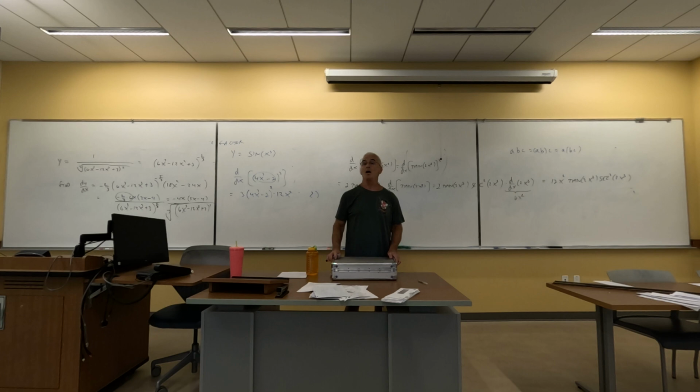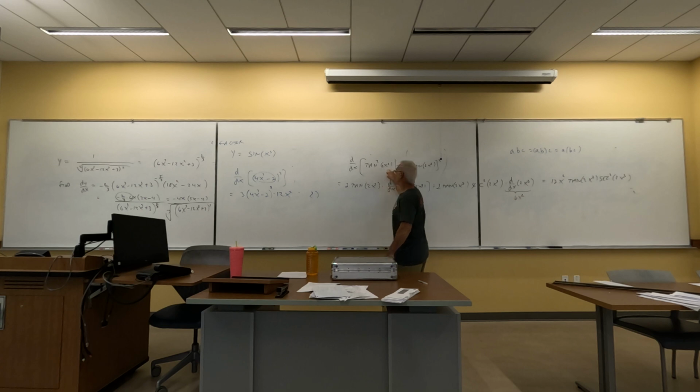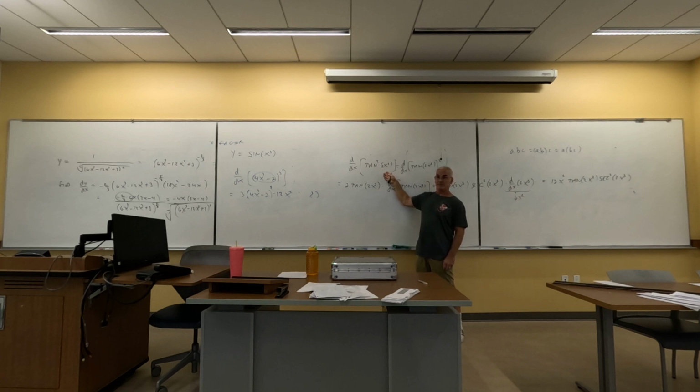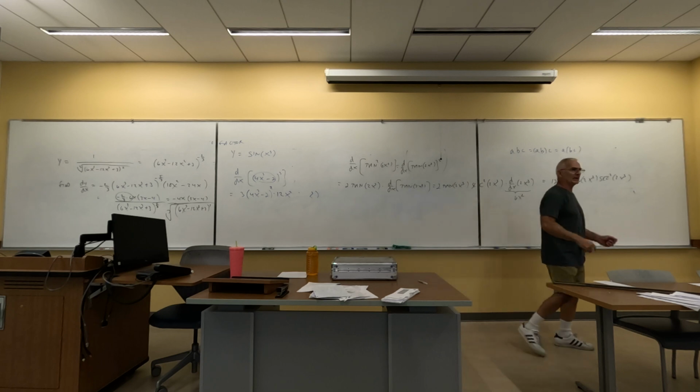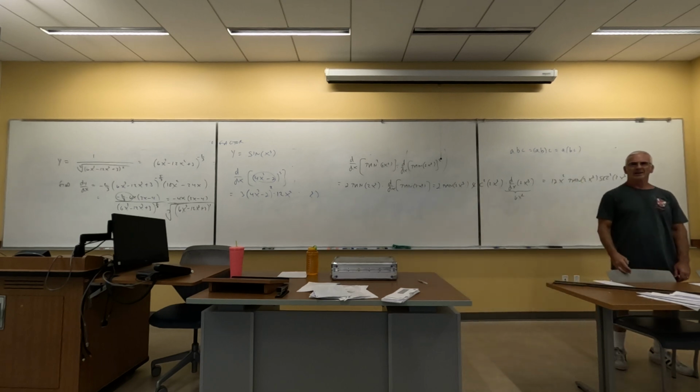Should I have used product rule? No. Will people use product rule incorrectly? Yes. Because they think they see a product here. This is a function of a function of a function. There's no product. I'm not multiplying anything here. So if I apply product rule, I'm going to get something else. That would be incorrect.